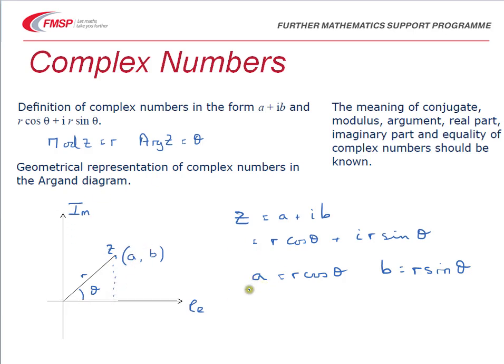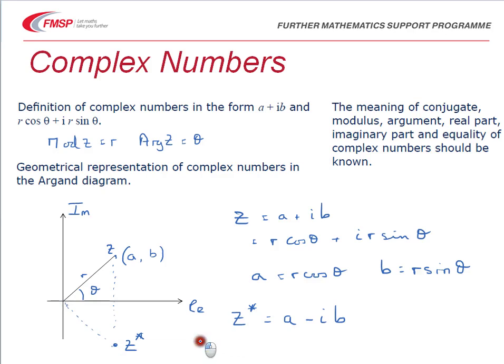The other things that you're asked to pay particular attention to are the idea of the meaning of a conjugate. The conjugate, which is normally referred to as z star, is equal to a minus ib. So in the Argand diagram, the conjugate of z is a reflection in the real axis. So z star is down here because we've made the imaginary part the negative of what it was. So we get that reflection going on.